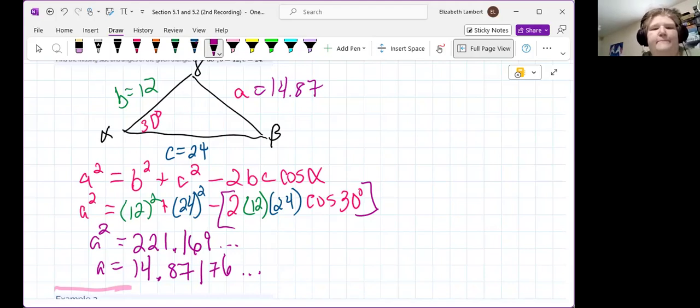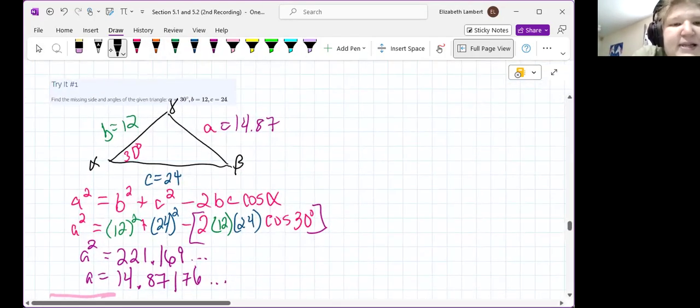Okay. Biggest side is C. So I do not want to find gamma next. I want to find beta next. B is the smallest side. So I'm actually going to get something smaller than 30. Yeah. Smaller than 30 degrees. 30 degrees is opposite the 14.87. B is 12. So beta is going to be smaller than 30 and gamma is going to be huge.